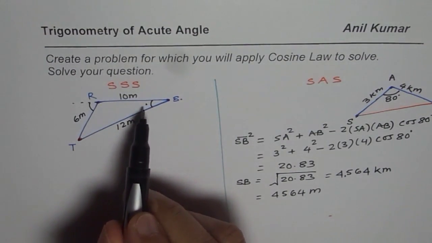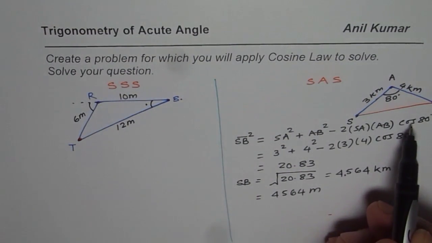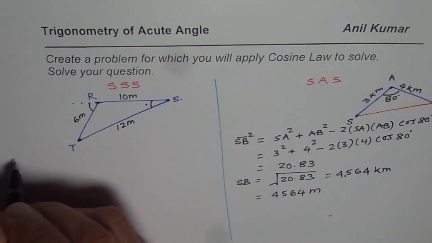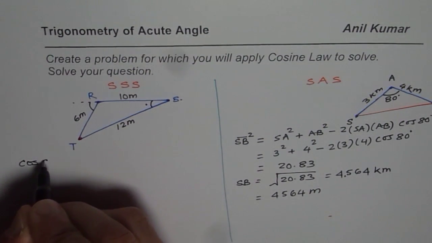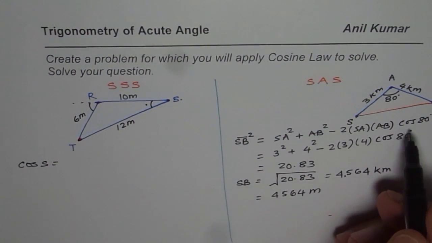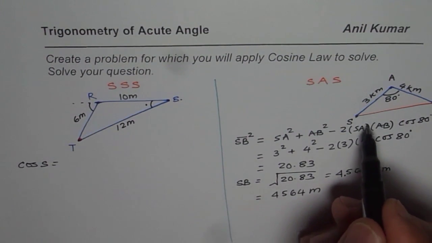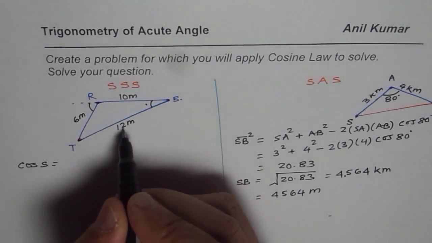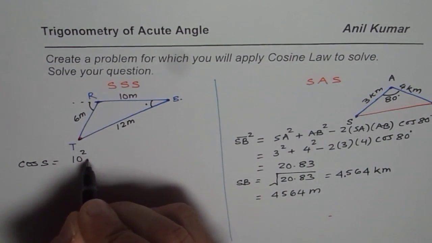Now to find the angle, we rearrange this formula, right? So if you rearrange, let us say this angle is S, so we'll say cos of S. It's basically the same formula but in rearranged form. Bringing this here and that to that side. So what we write here is this square plus that square.